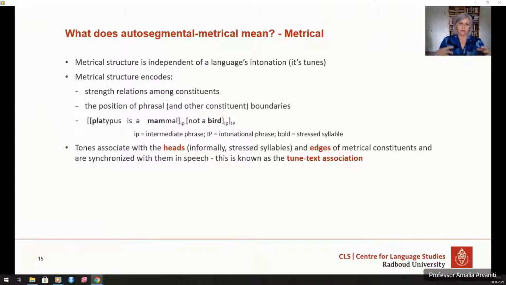So why do we need both? Because according to AM, tones associate with heads, informally stressed syllables, and edges of metrical constituents. And then they are synchronized with them in speech, something that is known as the tune-text association. That's why you need both. You cannot have just the tune, because if you have just the tune, you don't know how it needs to be realized relative to the vowels and the consonants in your utterance.